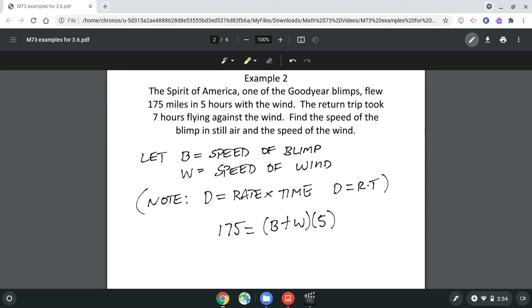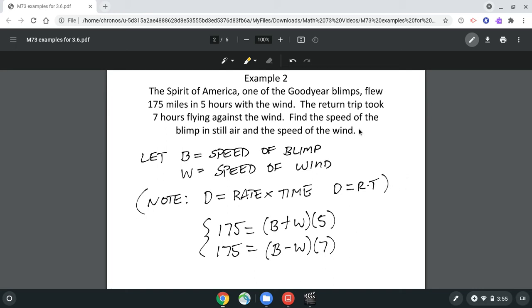And then the return trip, well, it's a return trip, so it's the same distance. So it's 175. And this time it's the speed of the blimp, but now it's going against the wind. So minus whatever the speed is for the wind. And it took 7 hours. So again, distance equals rate, your speed, times time, 5 hours, 7 hours. And then you can use your distributive property here, but this here would be your system that you would need to solve.